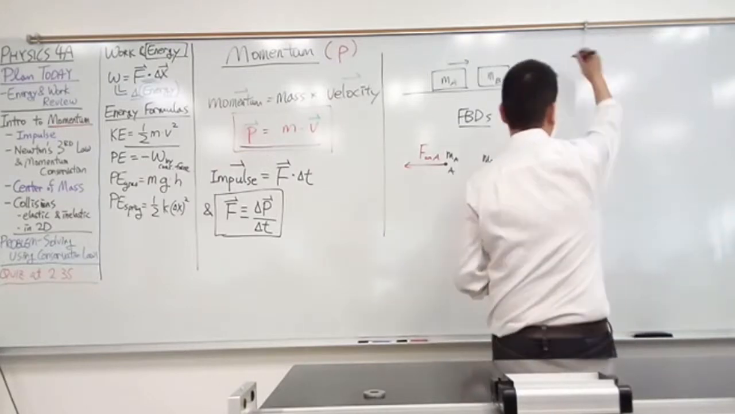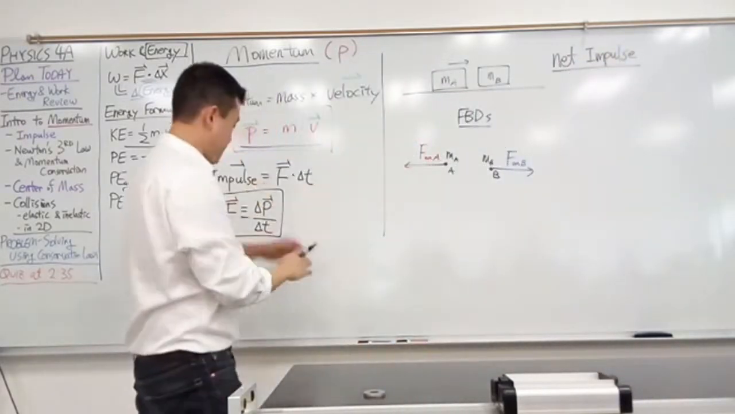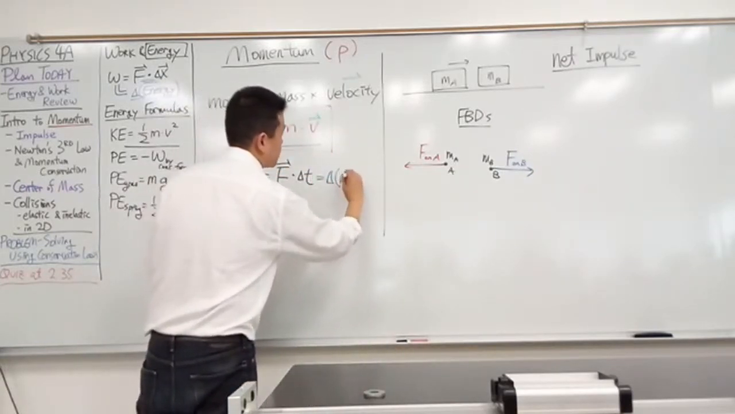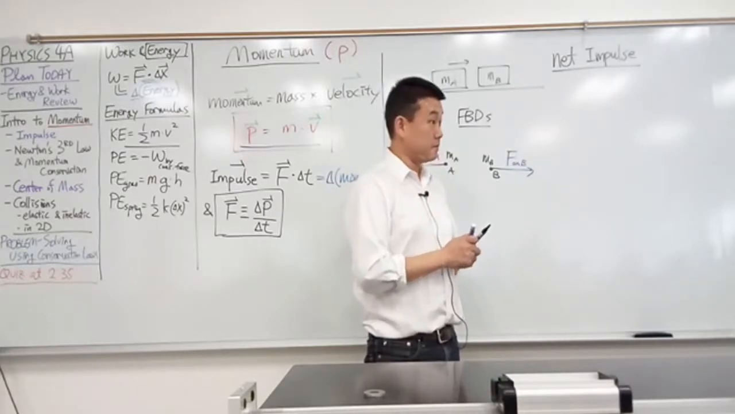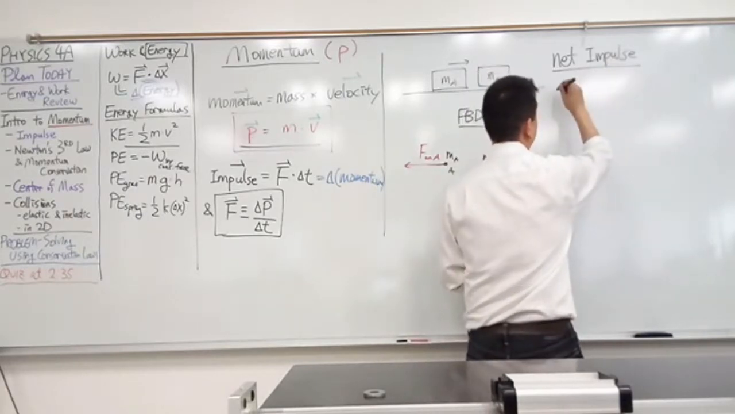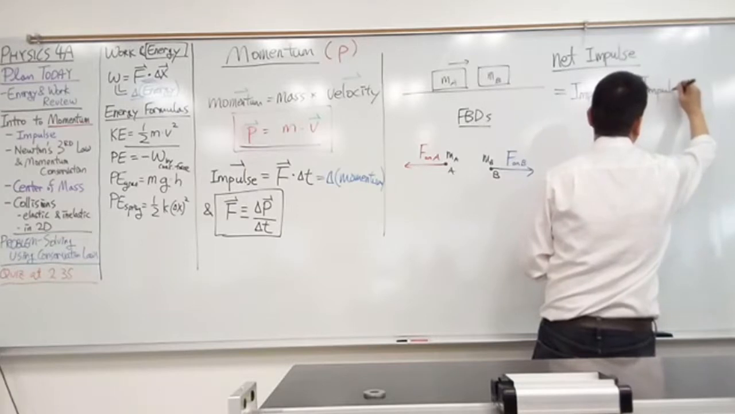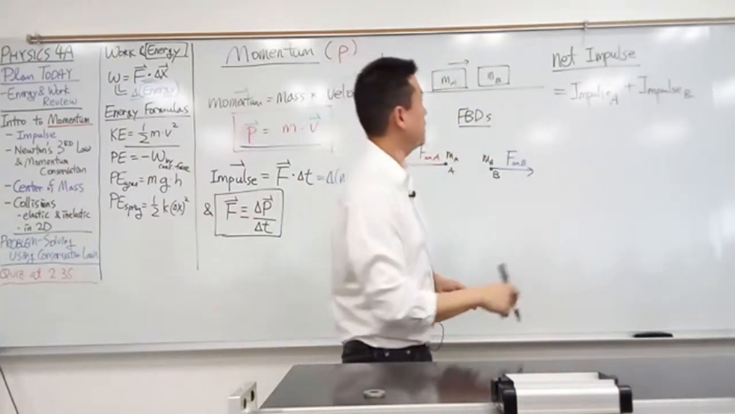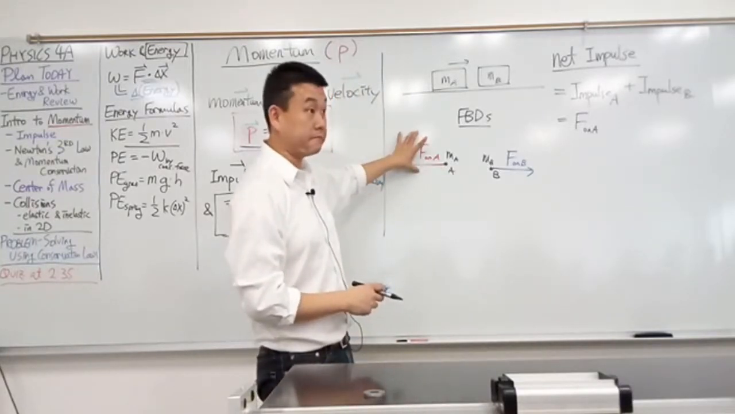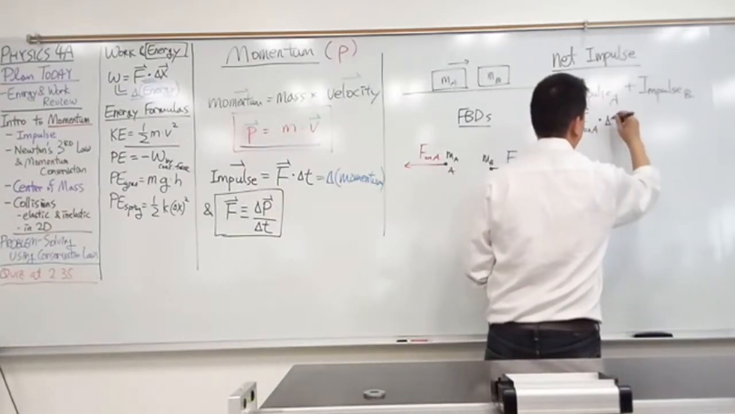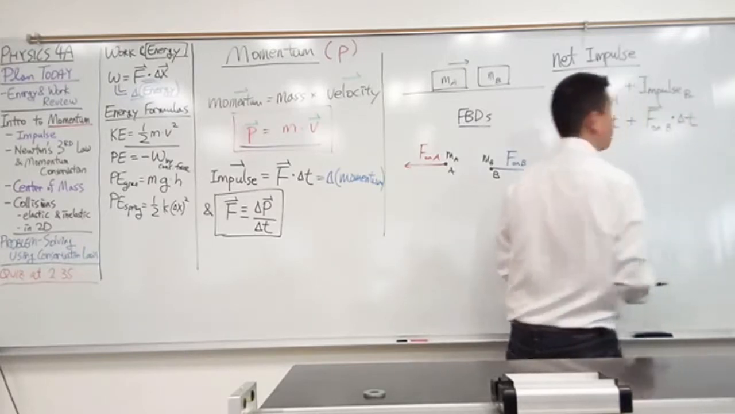The net impulse on both of these objects, and from what we were saying about impulse, that it's the change of momentum, if we calculate net impulse, that should tell us what the change of net momentum is. So what net impulse should be is impulse on block A plus impulse on block B. So that would be the force on A. It should be net force on A, but that's the only force on A. So force on A times some duration of time plus force on B times some duration of time, right?